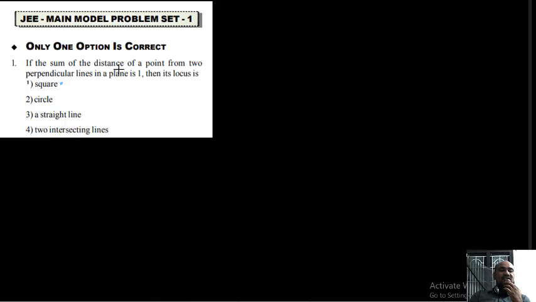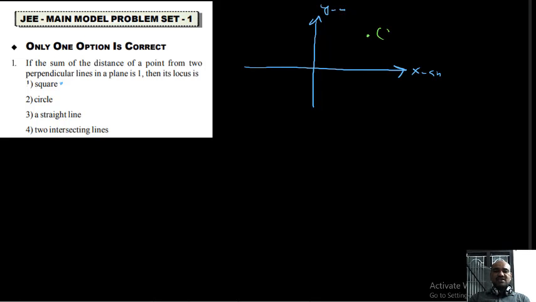If the sum of the distances of a point from two perpendicular lines in a plane is 1, then the locus is dash. For mathematical convenience, those two perpendicular lines are taken as the x-axis and y-axis. Students, listen, this is the x-axis and this is the y-axis. Now take a point on the plane, say (x, y), so that the sum of the distances from the perpendicular lines, this distance plus this distance, should be equal to 1.